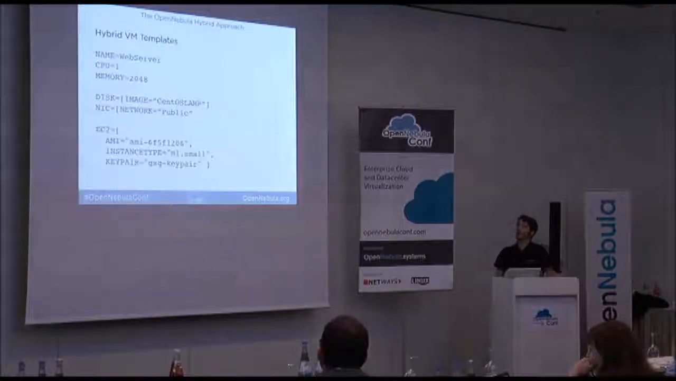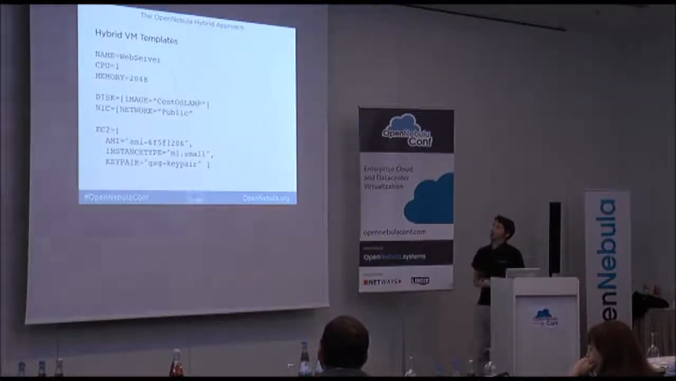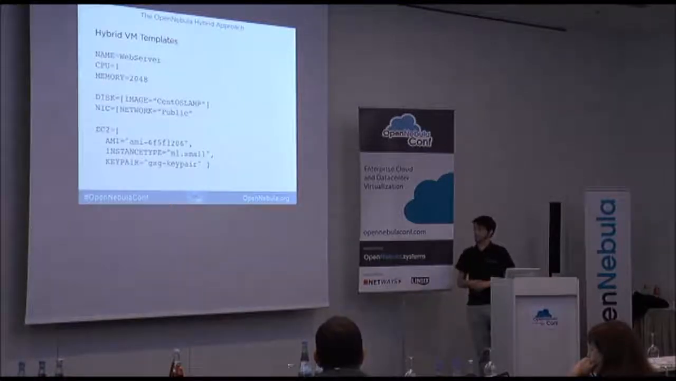Okay, so what does a hybrid template look like? As I said, you first have a section of the traditional VM template, which describes the capacity and the disk and the network. For instance, this is just a normal Apache web server that has a network interface connected to a public network with a public IP address.